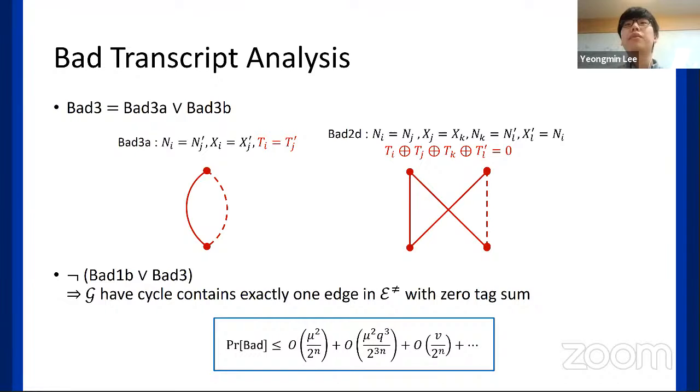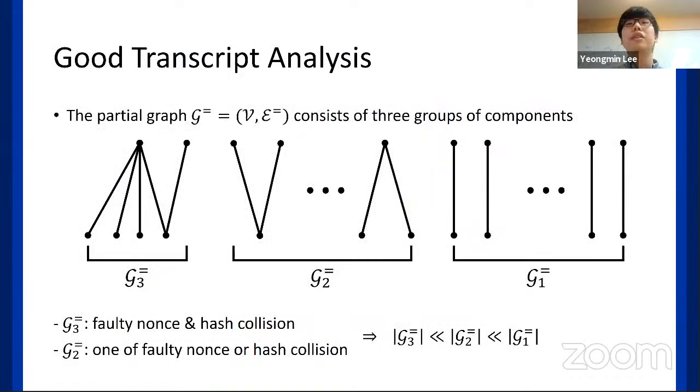To sum up, without Bad1, Bad2, and Bad3, the graph does not have a contradiction, and the probability of having a bad transcript is very small, as you can see in the inequality. What is left is to analyze good transcripts by applying mirror theory. For a good transcript, one can observe that the partial graph G consists of 3 groups of components. And we figure out that the number of components in G3 is much smaller than those in G2, and the number of components in G2 is much smaller than those in G1.